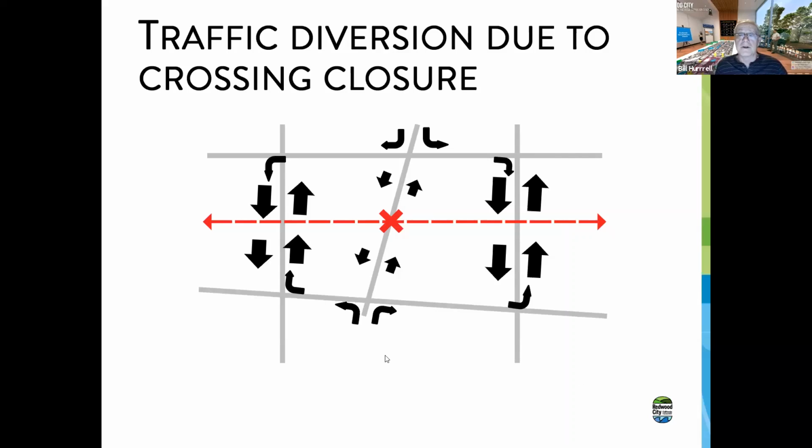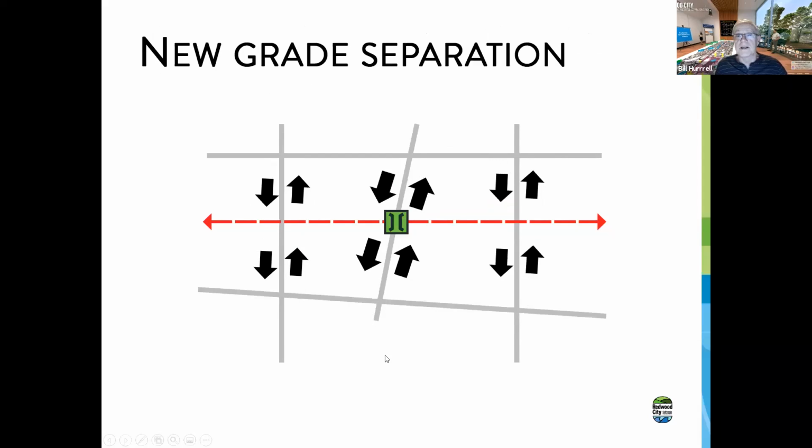And then the other part of this on the next slide is what happens when you have a grade separation. So it's kind of the reverse, in that by grade separating, you actually increase the ability of that crossing to accommodate traffic, or increase the throughput. And you also tend to decrease the traffic on the other crossings.